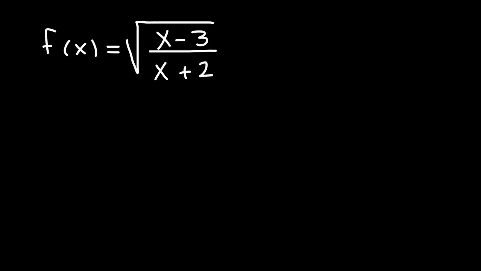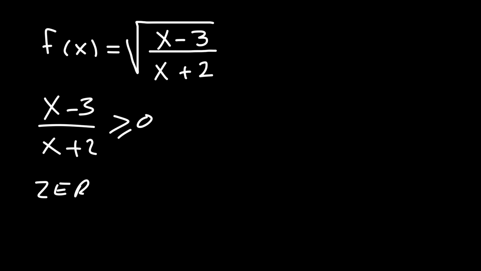Let us check this example. f of x equals the square root of x minus 3 divided by x plus 2. If we have a fraction entirely placed under a radical, for the function to be defined, the fraction should be greater than or equal to 0. So this is basically a rational inequality and can be easily solved using the sign chart method. So we have to find the values of x that make the fraction either 0 or undefined.